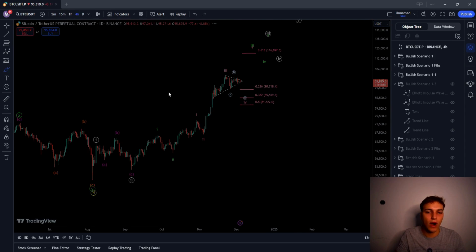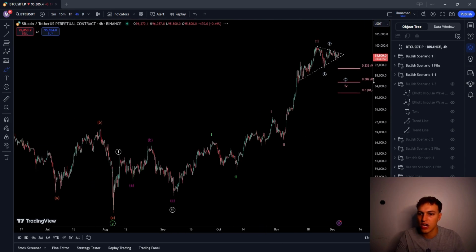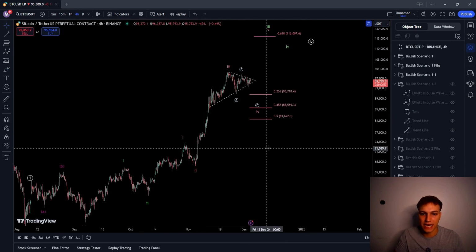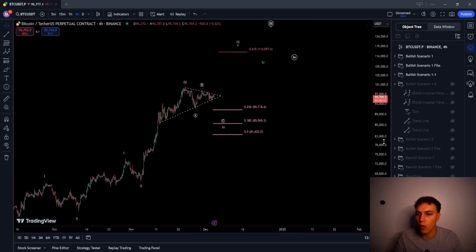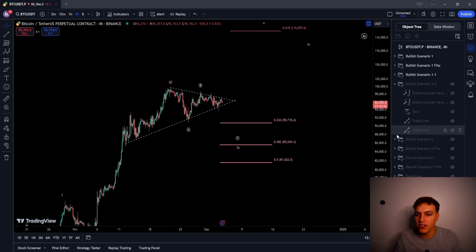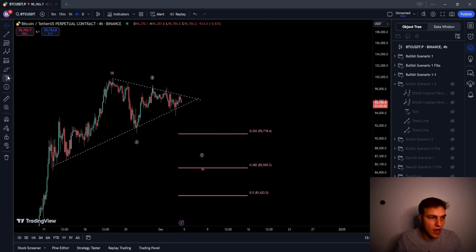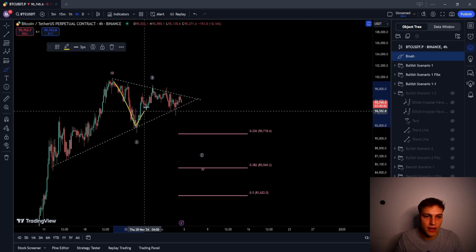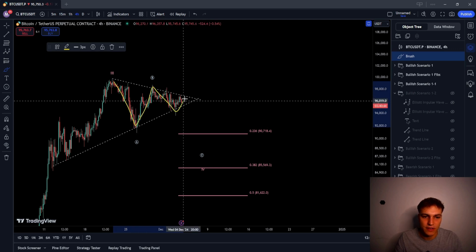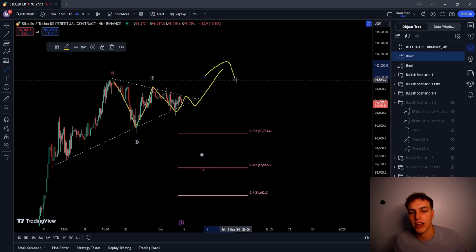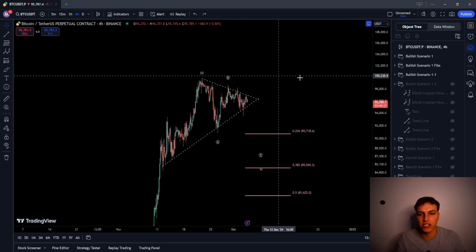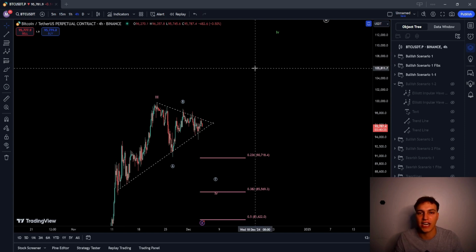Currently on the 4-hourly time frame we are in this wave 4 in pink. So there are two scenarios that could play out here. One being a triangle, as I've labeled it here, a wave A down, B up, C down, D up, E, and then we blast off to that new 5th wave, new all-time highs, again having a very, very nice rally.